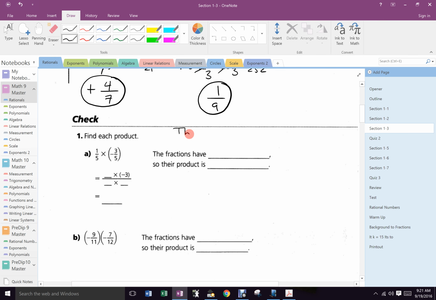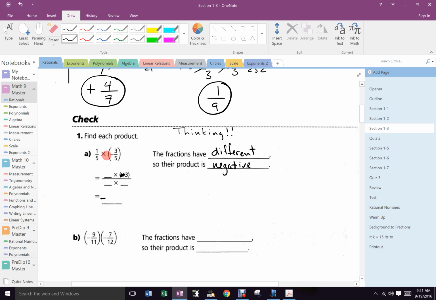Remember, this side is thinking. These are the questions you should be asking yourself while you're going through the work. So the first thing I do is I check this. The fractions have what kind of sign? Same or different? Different signs. So their product is negative. So do I have to care about this -3? Do I care about them? No. I'm going to cross them right out because I know my answer is negative. I'm going to write negative right down here, and now I don't have to worry, do I?